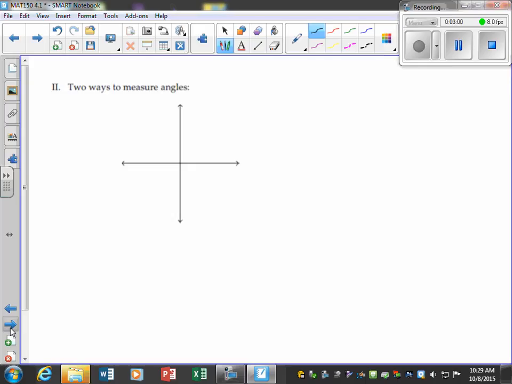Okay, there's two ways to measure angles. It's going to be in degrees, which most of you like best, and then there's radians. Let's just recall some geometry facts. So if we have an acute angle, that's going to be what? Less than 90 degrees. Good.